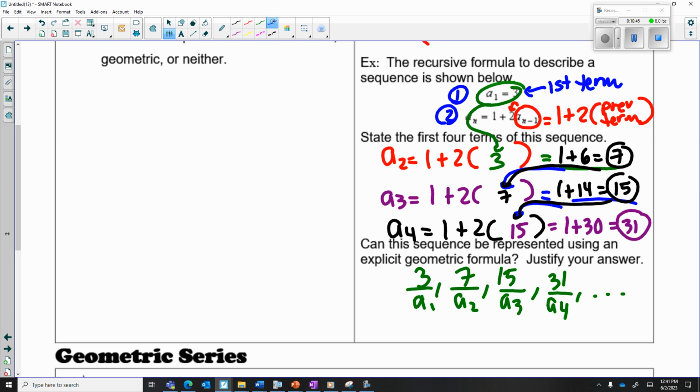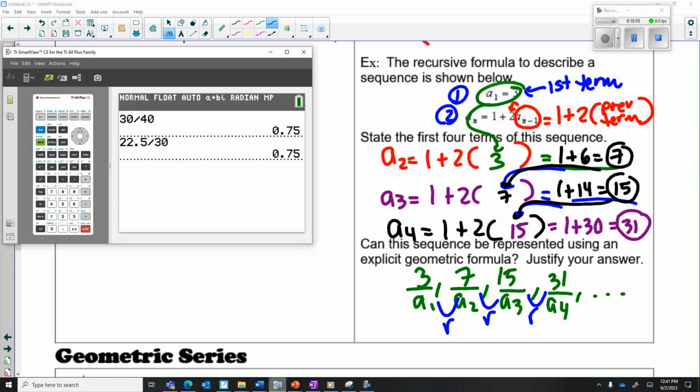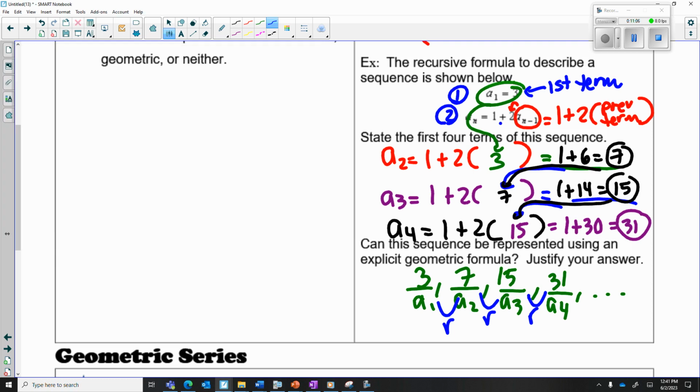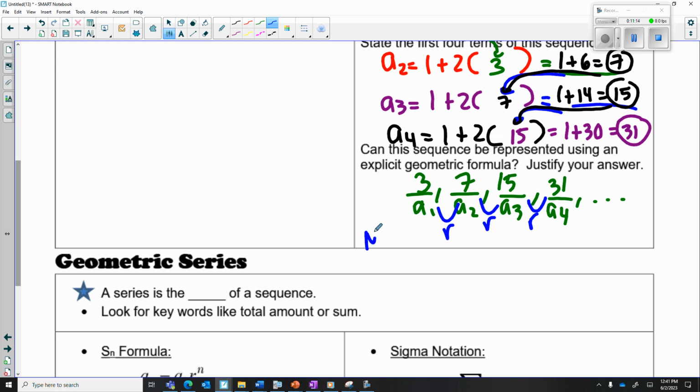So is there a common ratio from 3 to 7? Is there something that you can multiply by to get to the next term consistently? I want to show you that if you took the second term, 7, and divided it by 3, you would not get the same as 15 divided by 7 or 31 divided by 15, because this formula consists of both addition and multiplication. So we cannot use a geometric formula alone for this. So we want to say, no, this is not a geometric pattern. So we can't do the formula for that.